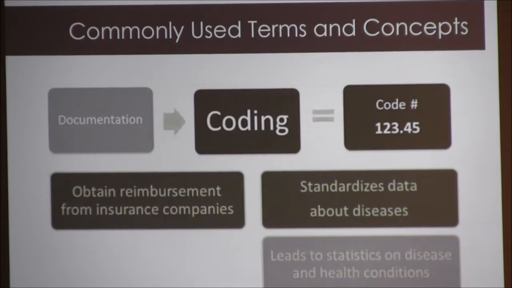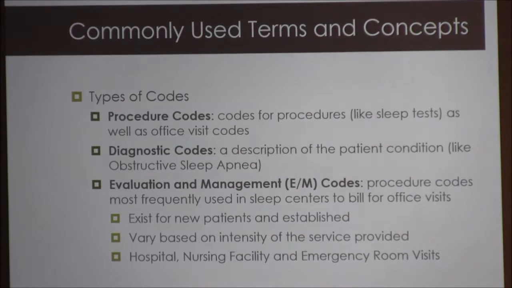We obtain reimbursements from the insurance companies, but categorizing based off of standardized criteria in ICD codes and CPT codes also helps Medicare and Medicaid track and trend some of the diseases that are evolving over time, so we can adequately allocate resources to those specific places. So it helps us to understand and leads to statistics on diseases and health conditions.